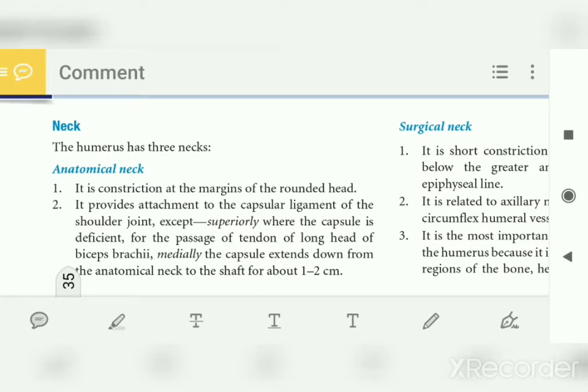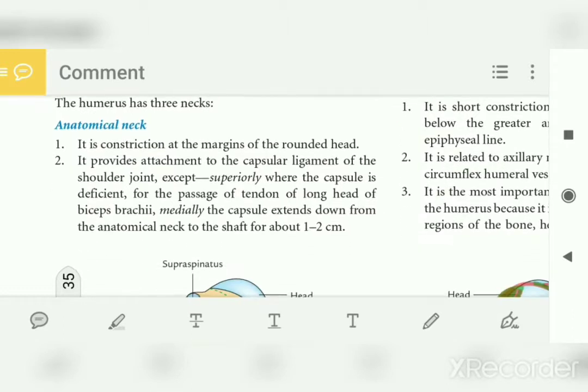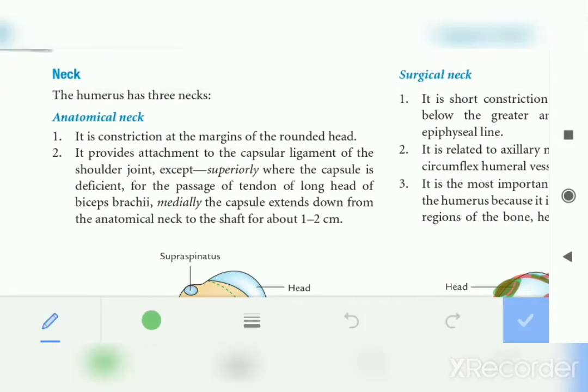Now we will start the neck. The humerus has three necks. We have already told you that: anatomical, morphological, and surgical neck. So, what is the anatomical neck? Let's see. It is a constricted part at the margins of the rounded head. That means it surrounds the margin of the rounded head, and it is a constricted part.